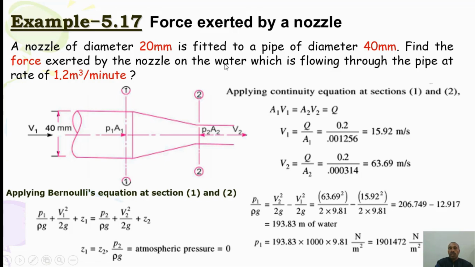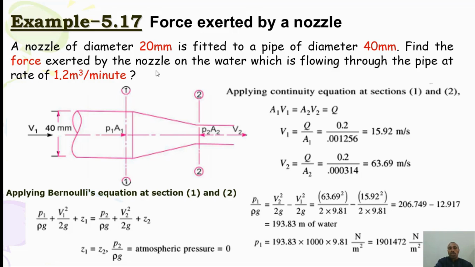So the nozzle is very small size, but you have pipe 40 millimeter. Find the force exerted by the nozzle on the water, which is flowing through the pipe at a rate of 1.2 meter cube per minute. So I hope we will apply Bernoulli's equation, momentum equation, energy equation, and also continuity equation.